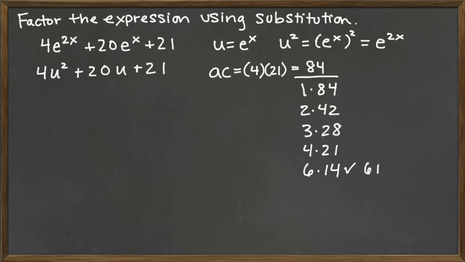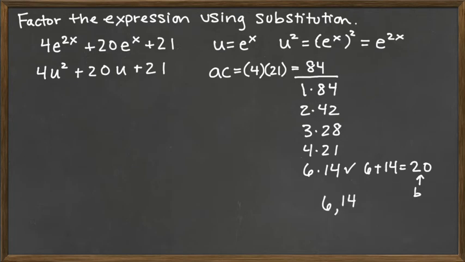Because 6 plus 14, if we take those two factors and instead we add them together, that gives us 20, which is our b value. Okay? And that's what we were looking for. So the pair of numbers that we have here to work with would be 6 and 14.